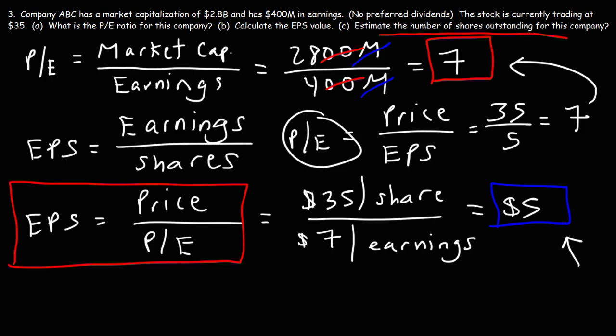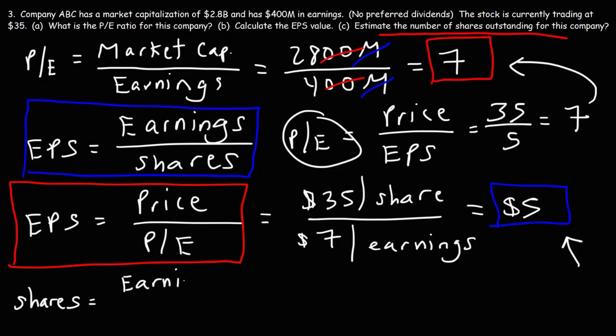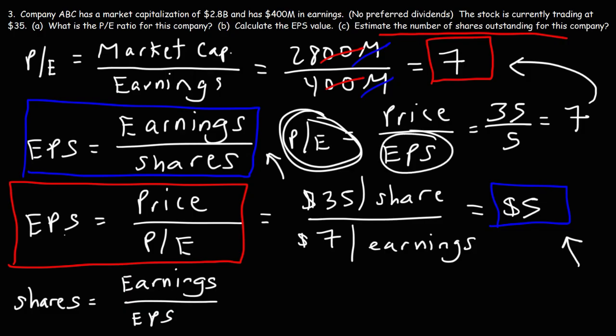Estimate the number of shares outstanding for this company. The only formula that has the number of shares is this one, but we need to rearrange it. There's actually two ways in which we can calculate this. The number of shares outstanding is going to be the earnings of the company divided by the EPS. So I rearranged this equation by switching these two things, which is what I did here. I switched the PE ratio with the EPS to get this formula.